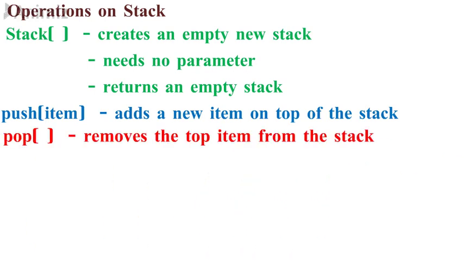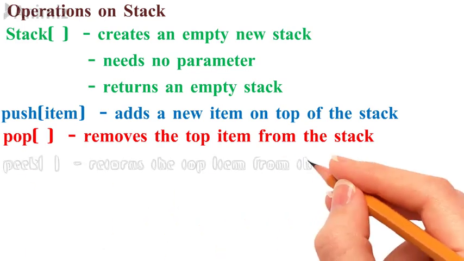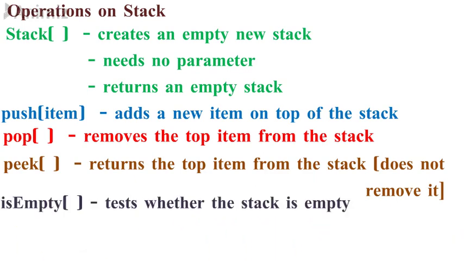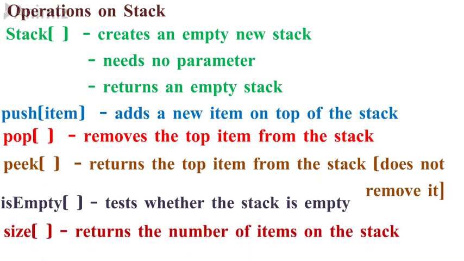Next, pop. Pop removes the topmost item from the stack. That is, it deletes the item. Then peek. It returns the topmost element. It will not delete or remove, but it returns the topmost item which is present. Is empty. It is used to check whether the stack is empty or not. Then the next one is size. It returns the number of elements that are present in the particular stack.